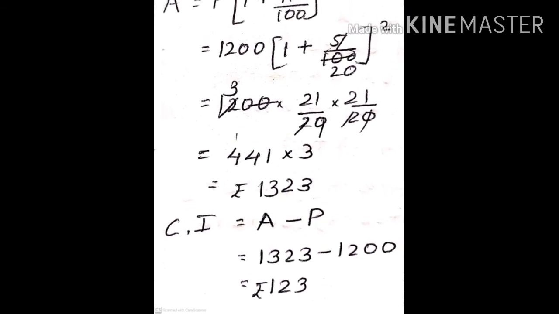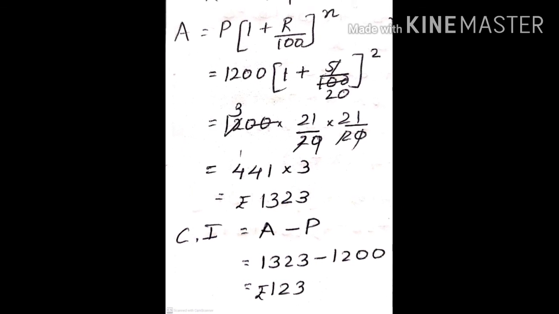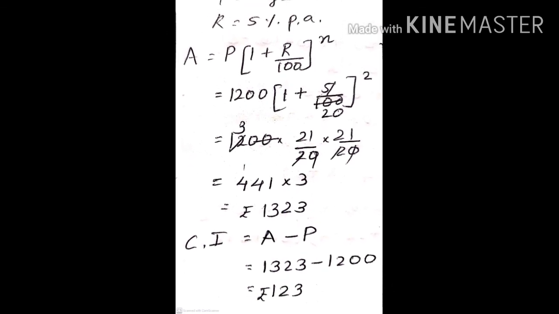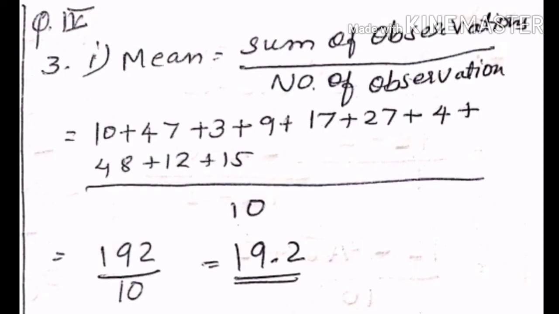Now question number 4, third part, that is find the mean and median, a statistics type question, students. For that you should remember the mean formula and the median formula. So here we have mean is equal to the sum of observations upon the number of observations. I have added all the observations and they are 10 in total, so divided by 10. The addition of all the observations is 192 and divided by 10, so the answer for mean is 19.2. Likewise, you can solve. This is a very easy question and you can gain 4 marks very easily.